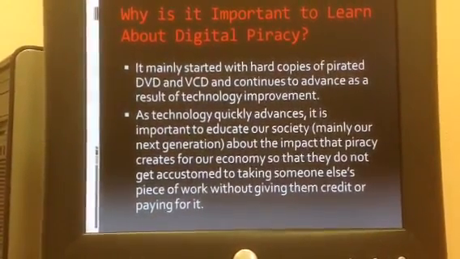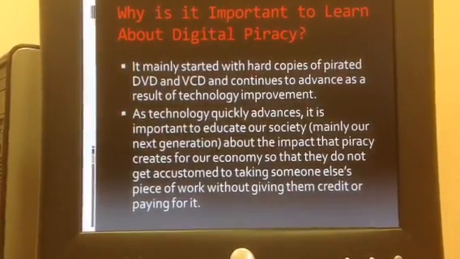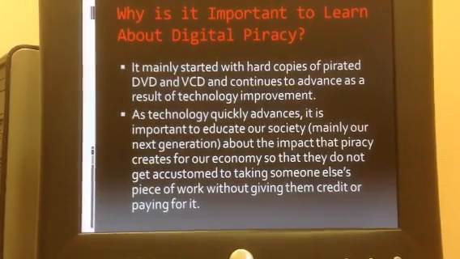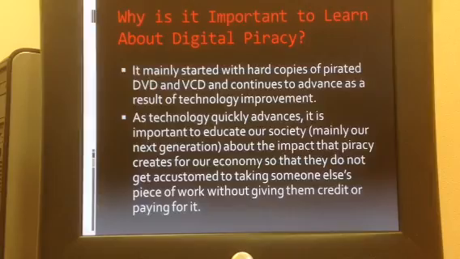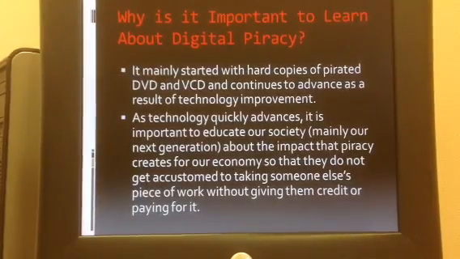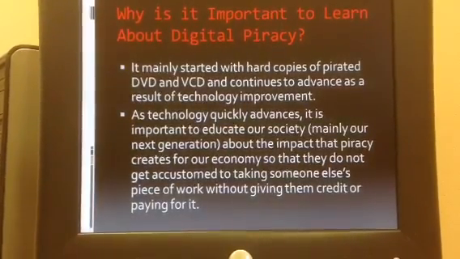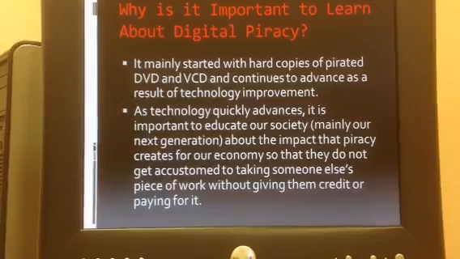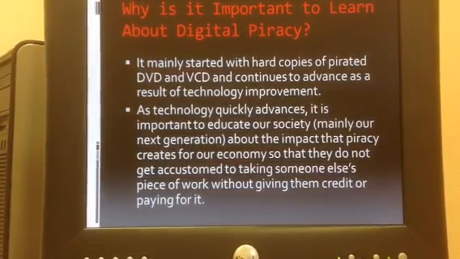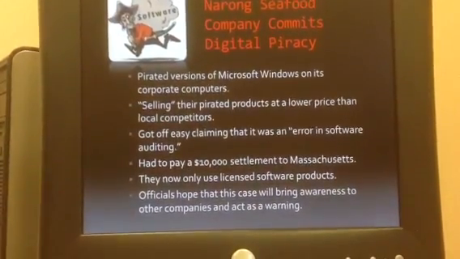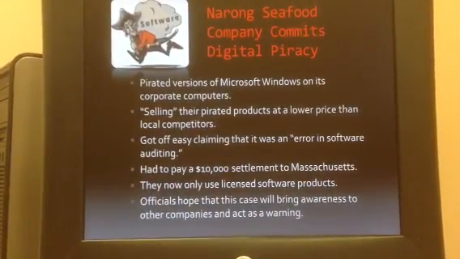It mainly started with hard copies of pirated DVD and VCD and continues to advance as a result of technology improvement. As technology quickly advances, it is important to educate our society about the impact that piracy creates for our economy, so that they do not get accustomed to taking someone else's piece of work without giving them credit or paying for it. One example of digital piracy was Narong Seafood Company.